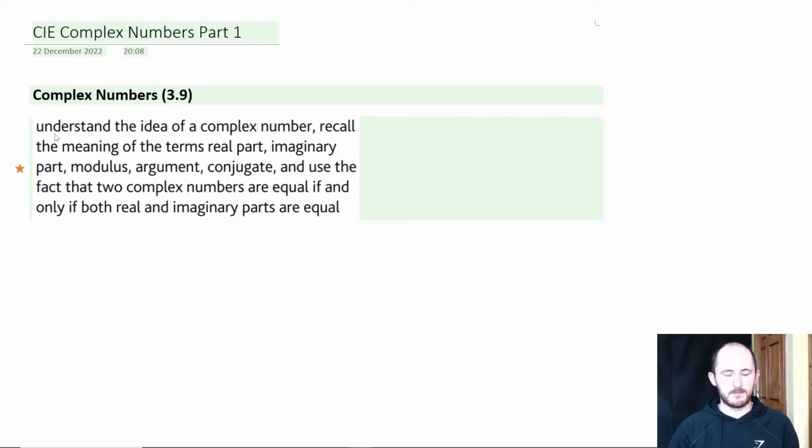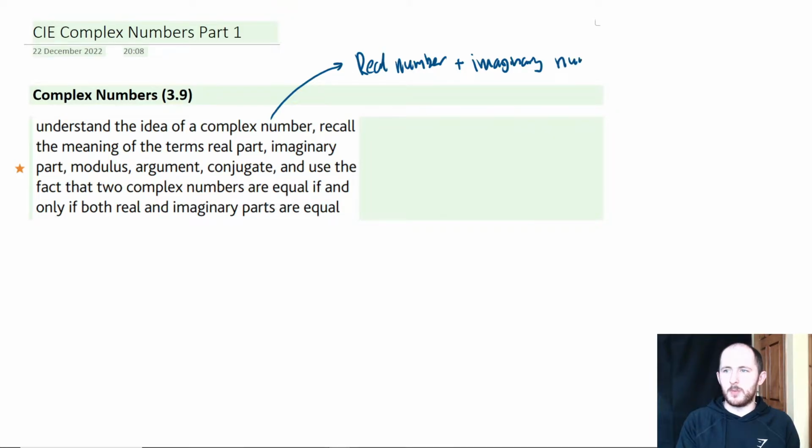To start with, the pure basics, is understanding the idea of a complex number and what it is. It's a number that has a real component, a real number, plus an imaginary number. So what does this exactly mean? Well, a real number is pretty much every number you would have come across up until GCSE. So anywhere from negative infinity to plus infinity, any decimals, fractions, irrational numbers, anything is a real number.